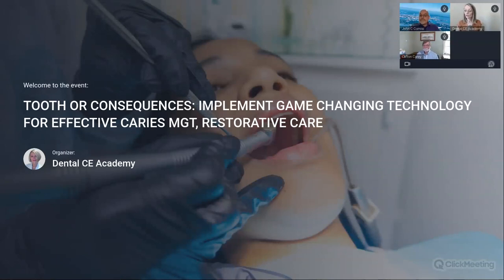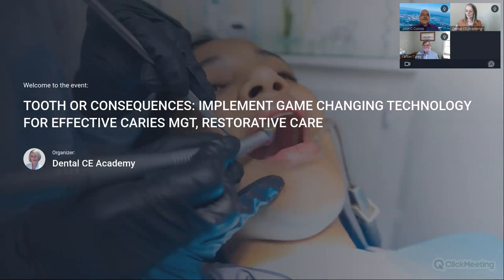From Treveni: can FiteBac, I'm assuming this is FiteBac, can FiteBac be used in place of Gluma? At what stage of the prep is it applied, and do we air thin it? Right. No, you don't air thin it.